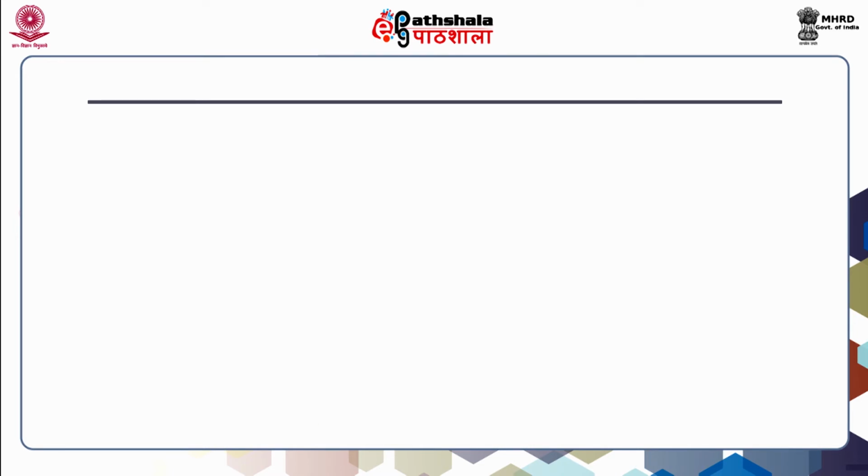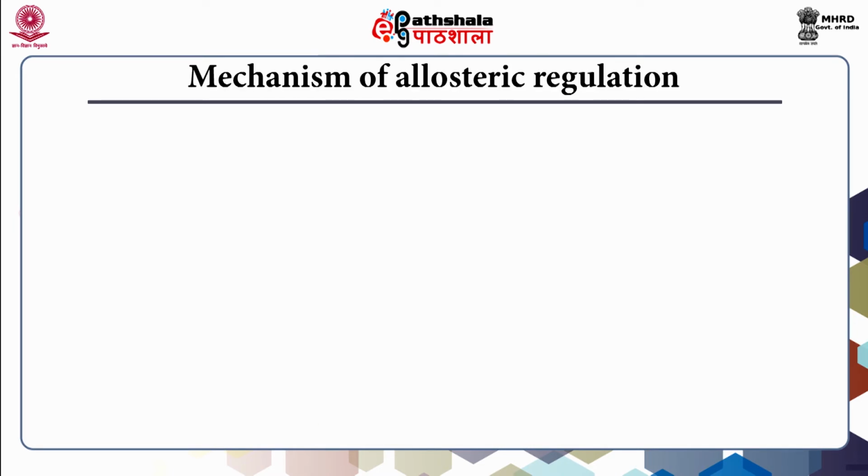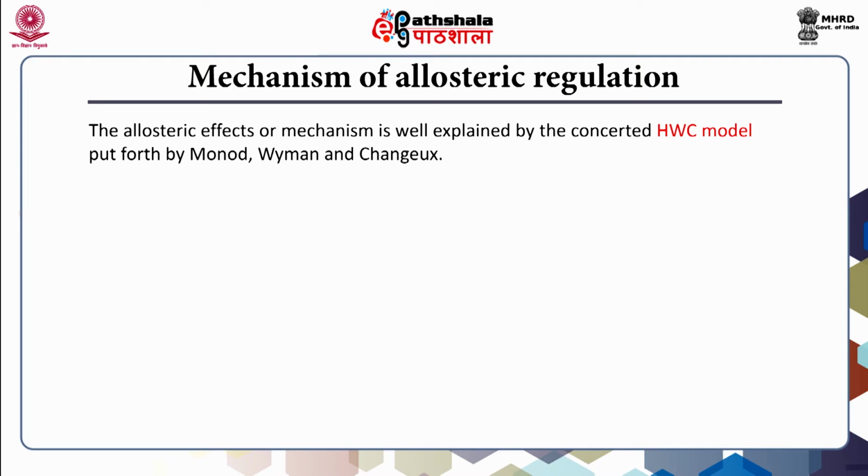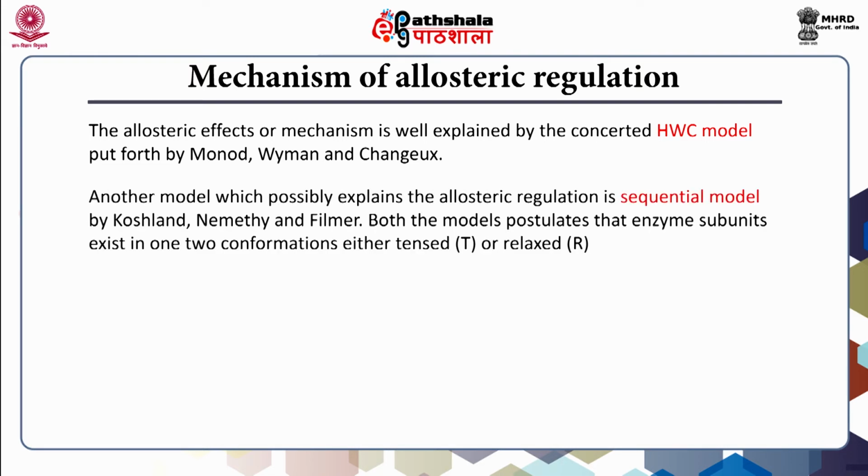Let us see what the mechanism of allosteric regulation is. The allosteric mechanism is well explained by the concerted MWC model put forth by Monod, Wyman and Changeux. Another model which possibly explains the allosteric regulation is the sequential model given by Koshland. Both the models postulate that enzyme subunits exist in one of two conformations, either tensed or relaxed state.